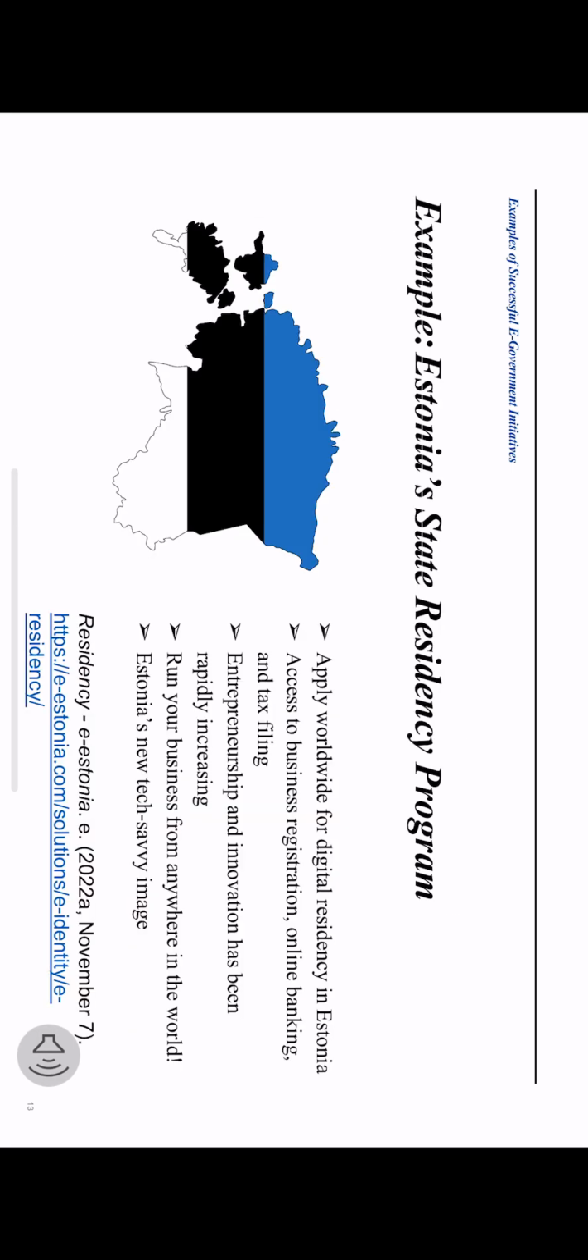Another example of a successful e-government initiative is Estonia's e-residency program. This program allows individuals from anywhere in the world to apply for digital residency in Estonia, giving them access to Estonian digital services such as business registration, online banking, tax filing, and much more. The program has been successful in promoting entrepreneurship and innovation, as it allows individuals to start and run businesses from anywhere in the world using Estonian digital infrastructure. This program has also helped to promote Estonia's image as an innovative and tech-savvy country.